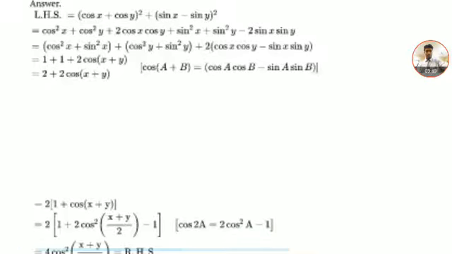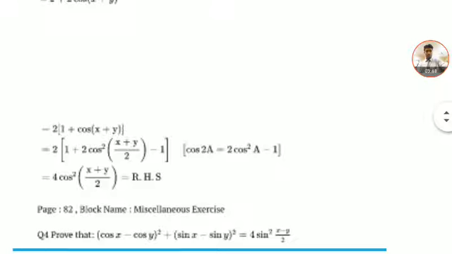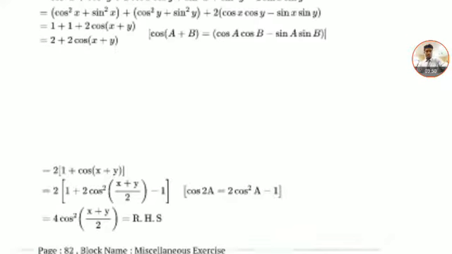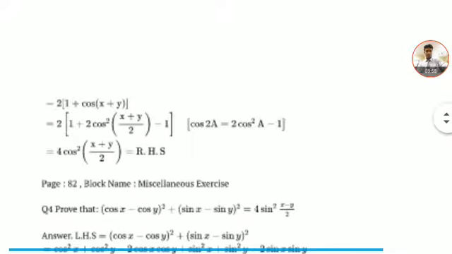So 1 plus 1 is 2, and 2 comes out common. Then again you'll have to apply the formula for 1 plus cos x. Now see, x plus y has been taken as a out here. Only then can you apply the formula for cos x plus cos y. Why do it this way? This is shorter, and that one is also shorter. Just try it.